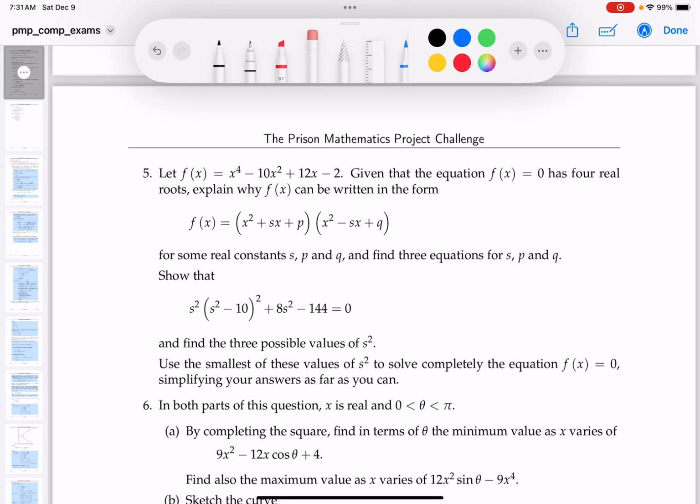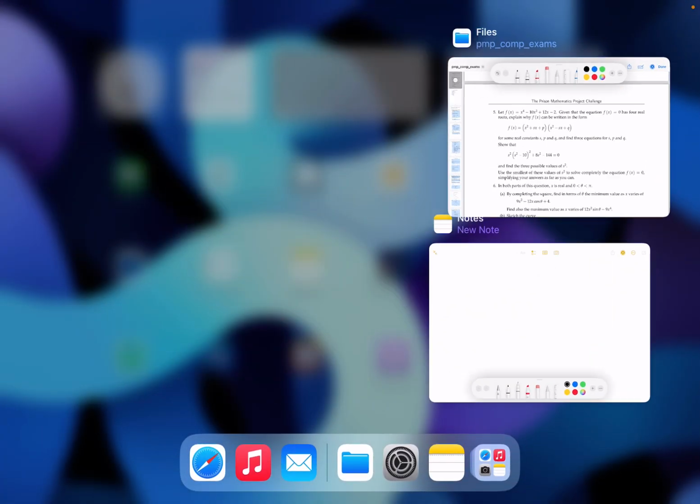Okay, so number 5, let f of x be this fourth degree polynomial. One thing I noticed immediately, the fourth degree polynomial is missing a third degree term, by the way. It says, given that the equation f of x equals 0 has 4 real roots, explain why it can be factored. Well, it looks like it's into 2 quadratics at this point. So what I'm going to do is make some attempt to do that, and I'll go to the whiteboard to write that down now.